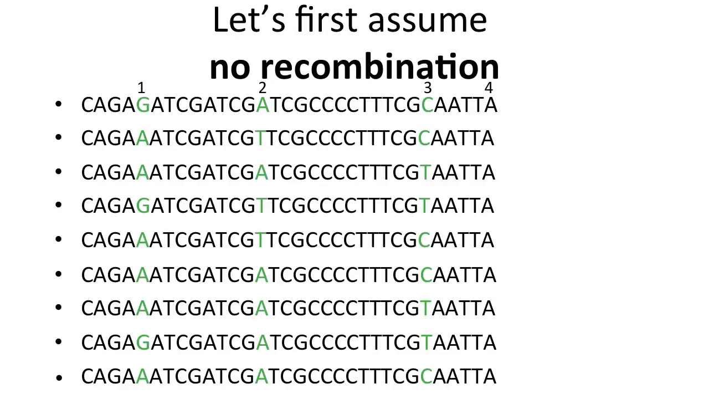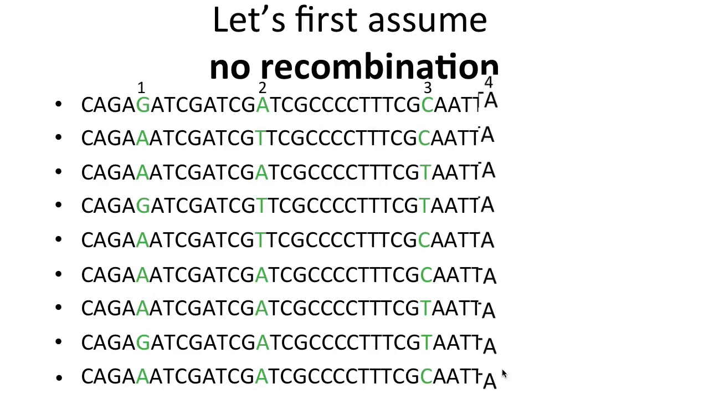So let's assume a case where we have no recombination whatsoever. And we have this variation here at base 1 is neutral. In this case, now we have 3 G's and about 6 A's. At base 2, we again have these A's and T's. At base 3, we have C's and T's. But we're assuming all this variation is neutral. None of this is affecting fitness. Now we have this base 4 here.